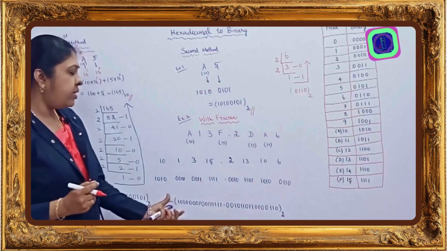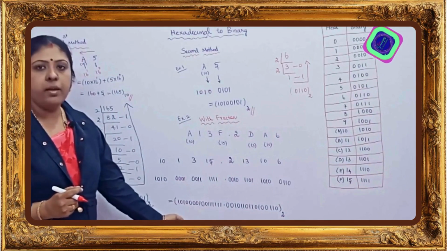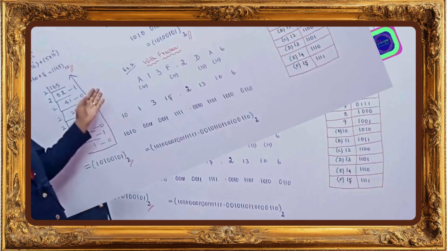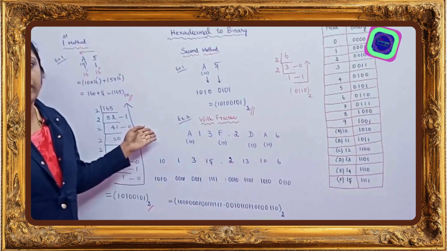So likewise we can substitute and find the binary value directly. I hope you understand the idea clearly now.